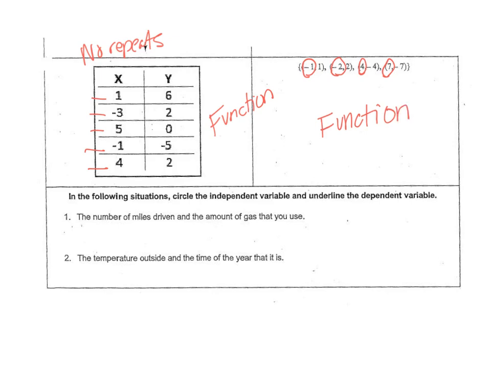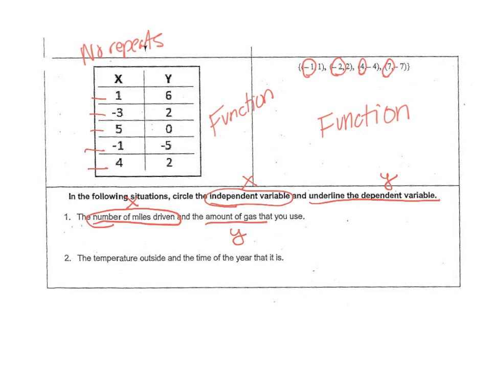Next one asks us to circle the independent variable, that's our x value, and underline our dependent variable, which is our y value. And so it tells us the number of miles driven and the amount of gas that you use. If you think about it, you would have to drive those number of miles, and then you would have the amount of gas that you use. The amount of gas that you use depends on the number of miles that you have driven.